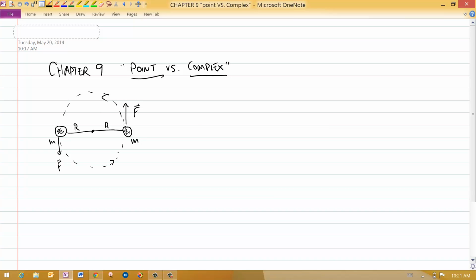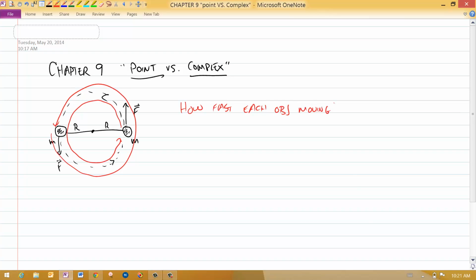They're connected by a rigid stick of length 2r, and I'm going to grab a hold of this object and move it all the way around once. I'm going to grab this object and move it all the way around once. And the question is, how fast is each object moving after I do that? So I want to characterize that with energy and momentum as well.